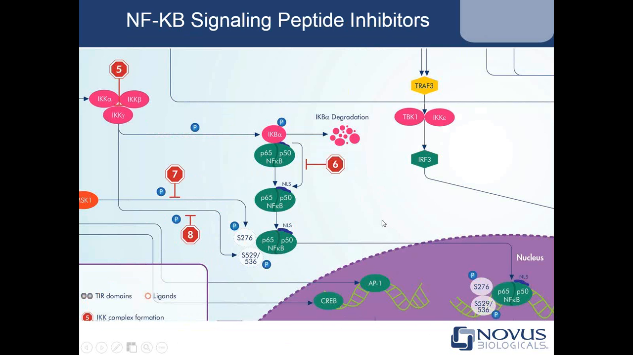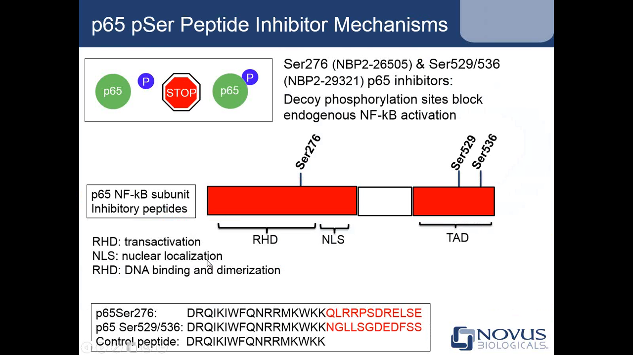And here's a little bit bigger view where we can see we can stop IKK formation, we can stop the NLS, the nuclear localization signal unmasking, or we can stop phosphorylation of P65. And so let's focus in here because this is the example that I want to show you, stopping phosphorylation at serine 276 or 529. And so how do these peptides work? Well, these peptides contain either the serine 276 consensus sequence or the consensus sequence for serine 529 and 536.